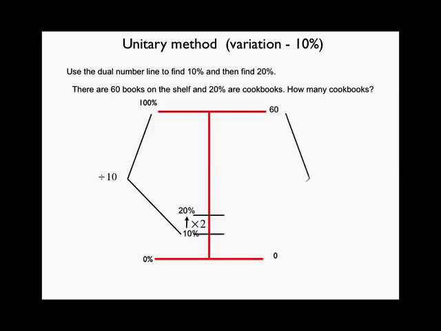60 books on the shelf. We would divide by 10 and that would give us 6. We would then multiply by 2 to give us 12.